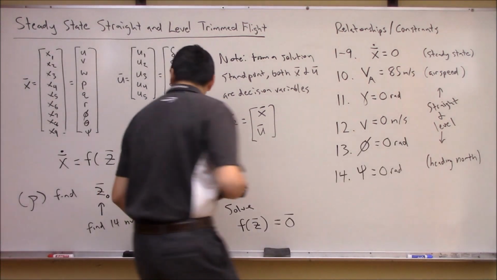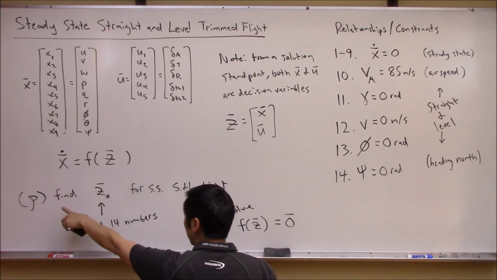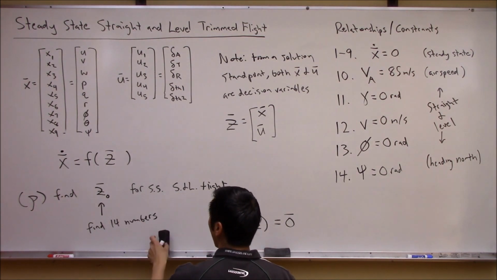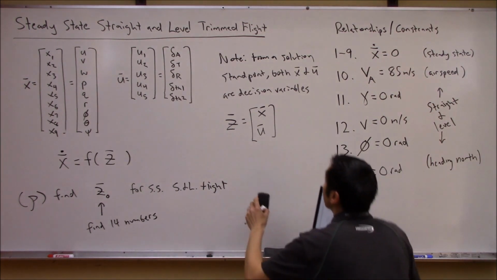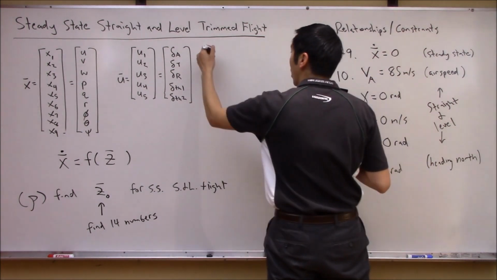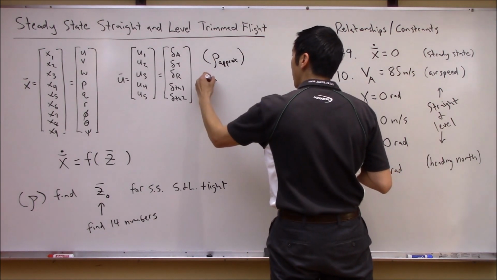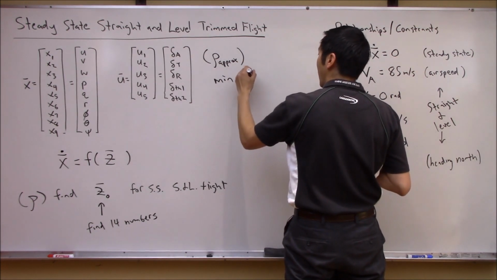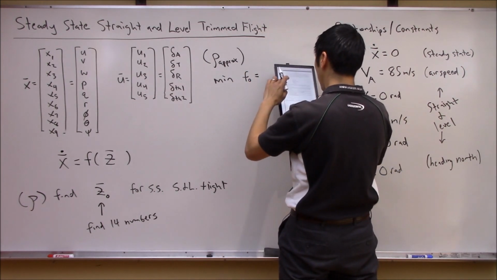In other words, let's come back to this problem statement and slightly revise it. We still want to find the z's for steady state, straight and level flight, but the other way to pose this question is, let's get ourselves a little bit of room. We could write another problem, let's call this maybe P approximate. We could try to minimize a cost function, F0, that is, let me see here, how do we want to do this to make this consistent with our previous notation?